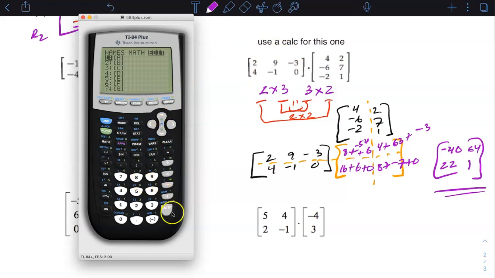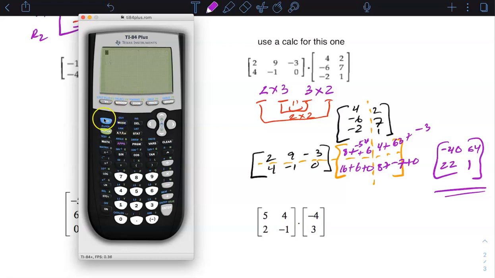Doesn't matter. So for matrix A, it wants to know what type of matrix you want. Well, this is a 2 by 3. So 2, 3. Hit enter, then it sets it up for you. And we can type in all the values. 2, 9, negative 3, make sure you put a negative, not a subtraction sign. 4, negative 1, and 0. Right, so I've typed it in.